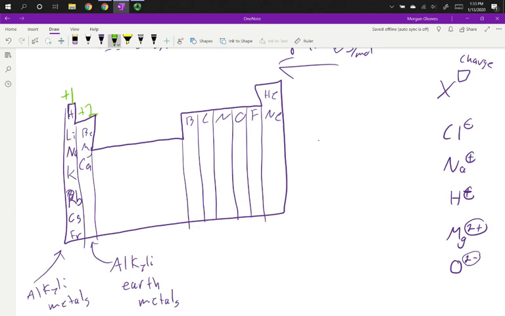So if you look over here at magnesium, you'll notice I gave it a +2 charge. It is in the second column from the left. It will always have a +2 if we find it loose or out in nature.